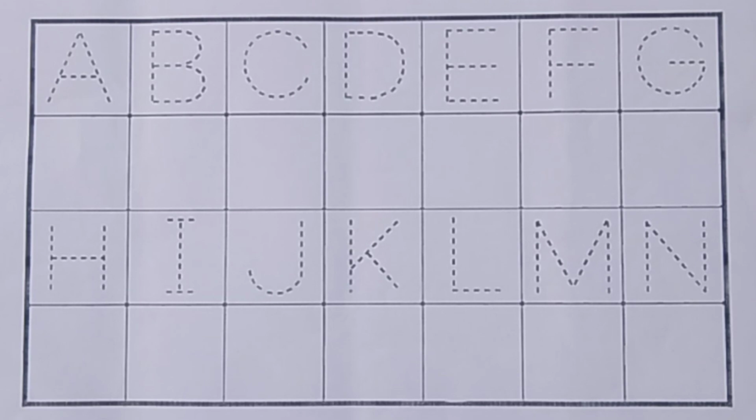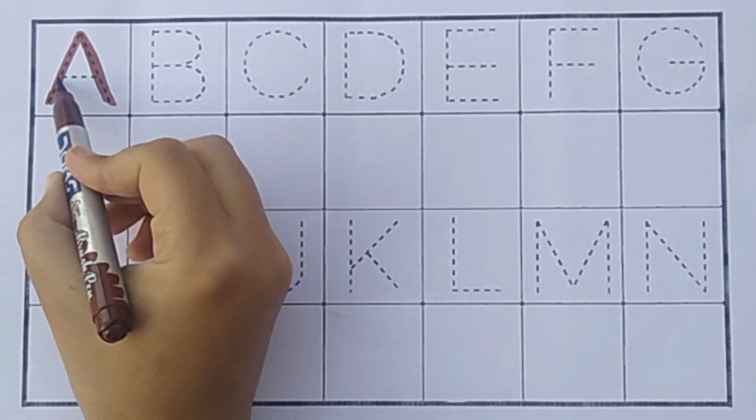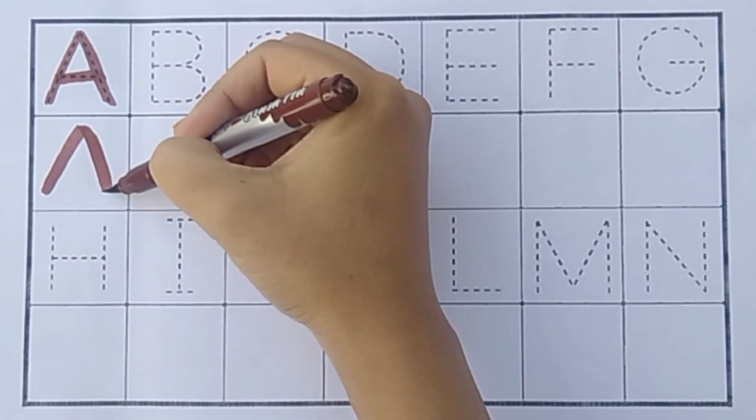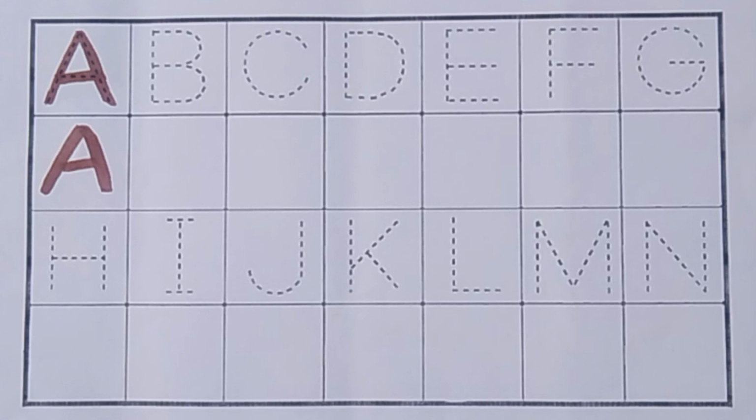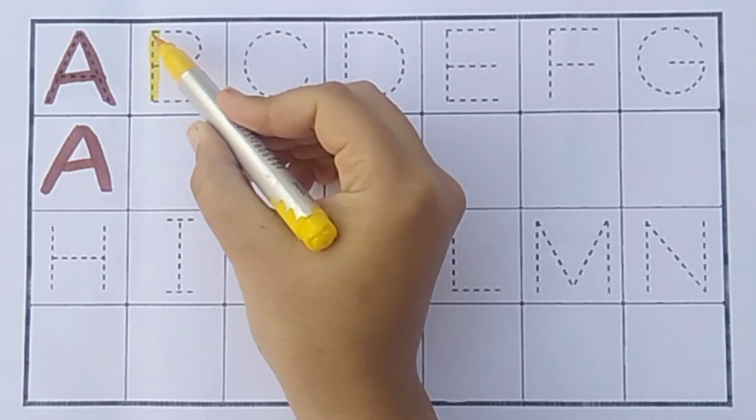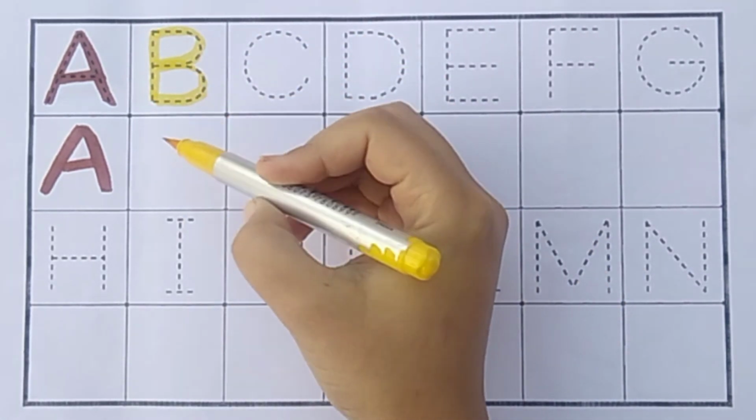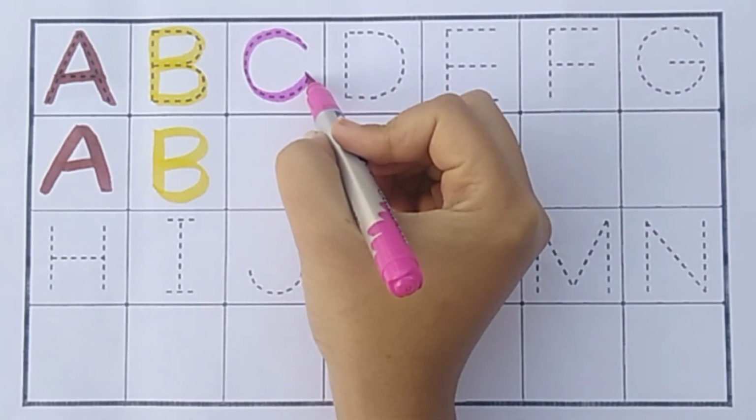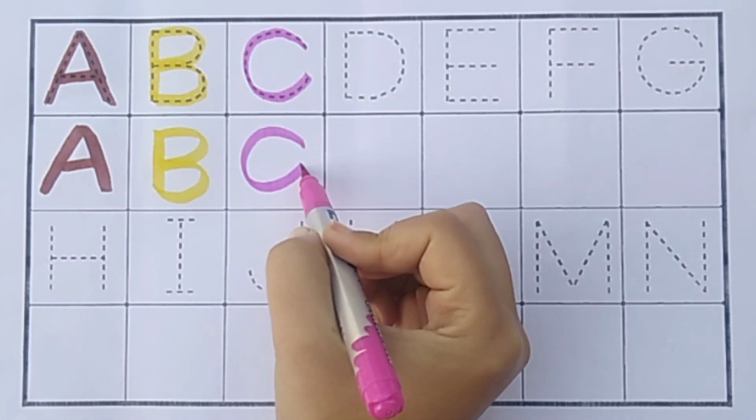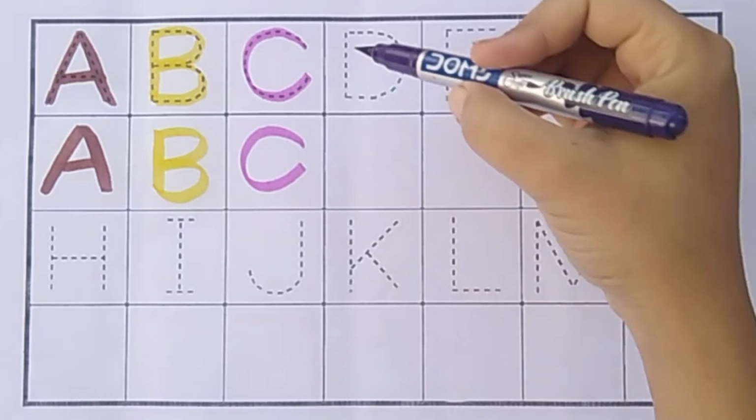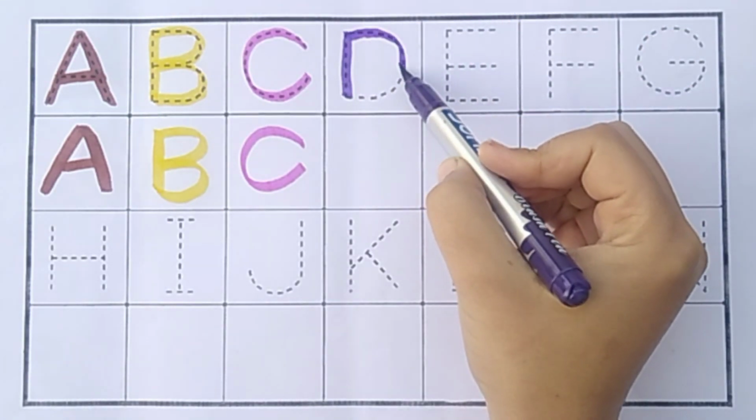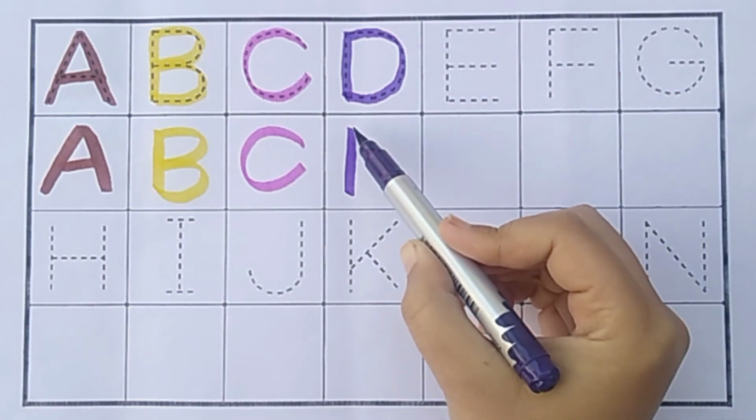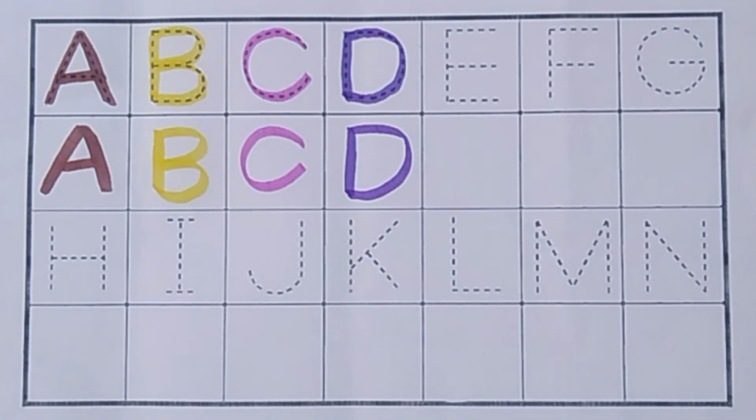Now we learn ABC. A. A for apple. B. B for bag. C. C for cat. D. D for dog.